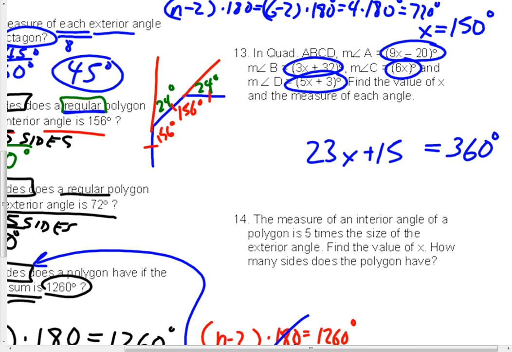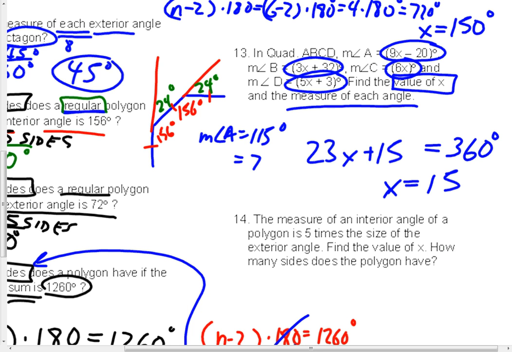Interior and exterior. And what was your x from that, Spence? 15. And did you then find the measure of each angle? What are each angles? A is 115, B is 77, C is 91, D is 78. 115, 77, 90, and 78.